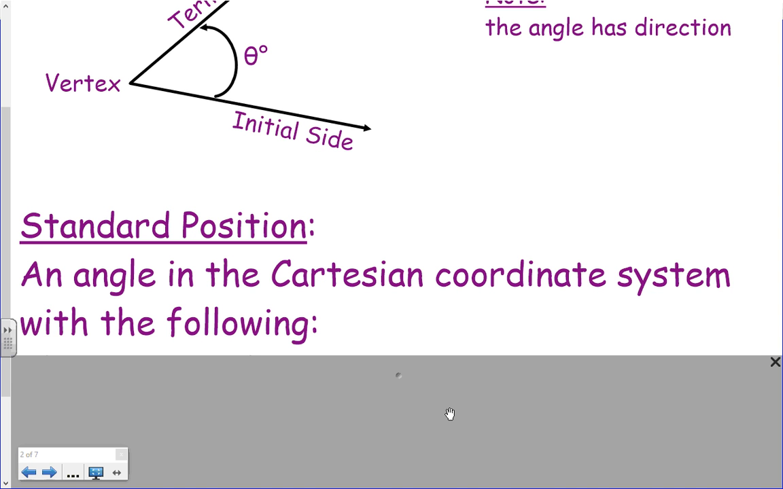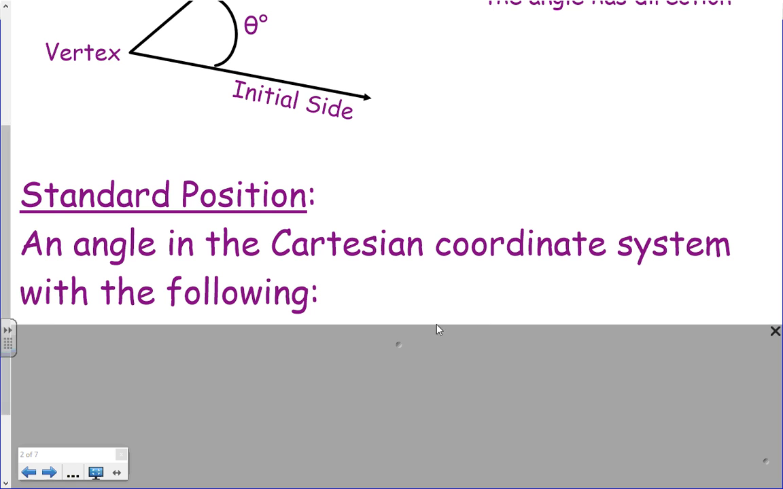So the Cartesian coordinate system, that's just simply your Cartesian plane there, so that's your x-axis and your y-axis sketched normally. And we're going to place an angle inside of that Cartesian coordinate system. In other words, we're going to draw two rays where they share an endpoint in order to make an angle for us. All right, so what are the requirements there in order to be in standard position?